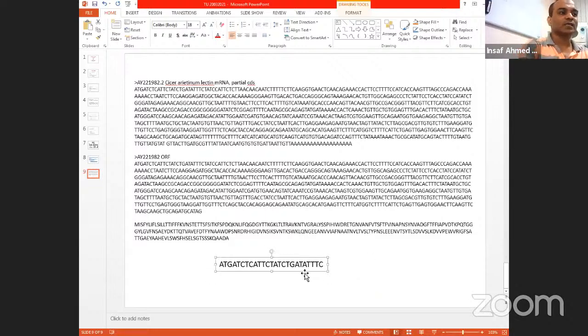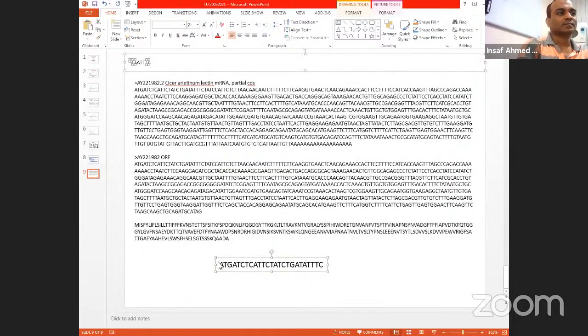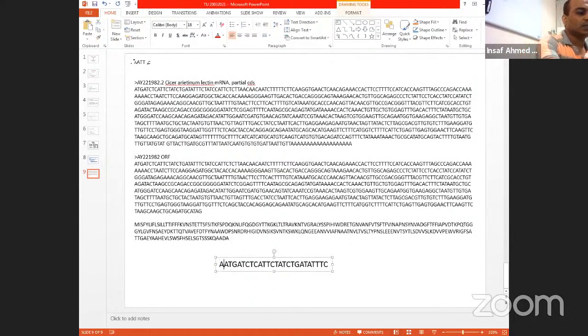Now just now I mentioned to you that you have to take care of this, because this is your forward primer. So now you have to design the reverse primer. If you want to design the reverse primer, you have to add the restriction site of EcoRI. EcoRI restriction site is GAATTC. Okay, so let's add the GAATTC. Okay, so now you are having the restriction site of EcoRI also.